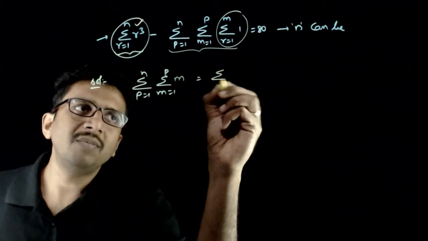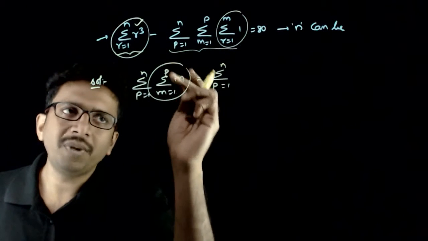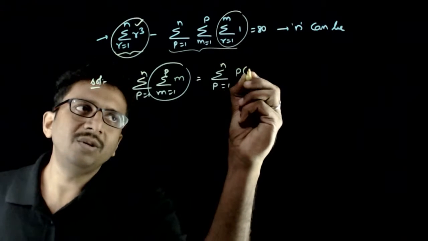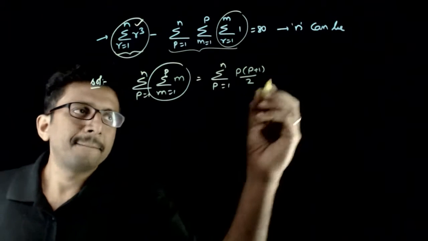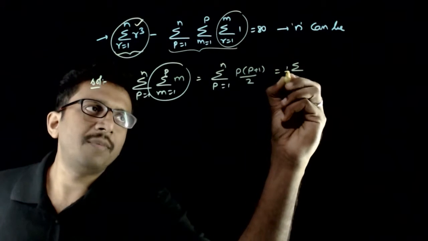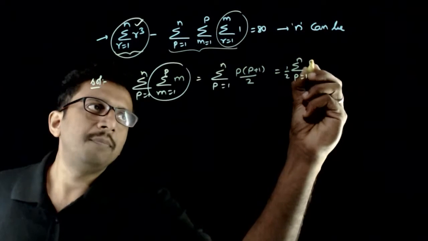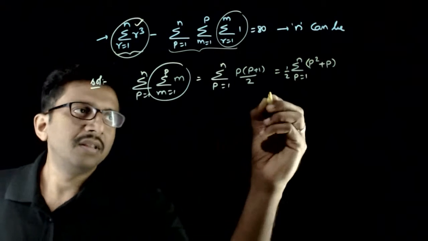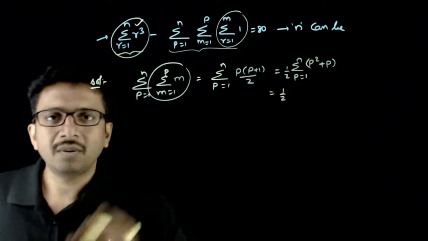That is equal to sigma p from 1 to n. What is sigma m as m goes from 1 to p? It is p into p plus 1 by 2. That is equal to, 1 by 2 is a constant which goes outside, sigma p from 1 to n of p squared plus p.